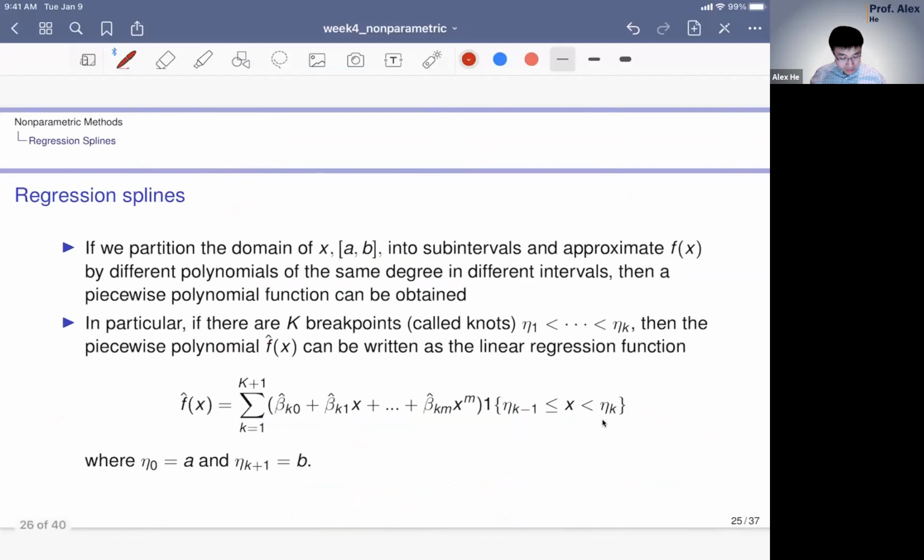So more formally, it is to partition the domain of X, okay, into these subintervals. And then in every interval, you fit a different polynomial function, okay? And they are the same degree. It doesn't have to be the same degree, actually, as long as, if we do a 3-degree regression spline, then in each region, it can either be a quadratic function, cubic function, or linear function, okay? As long as it doesn't go above 3.